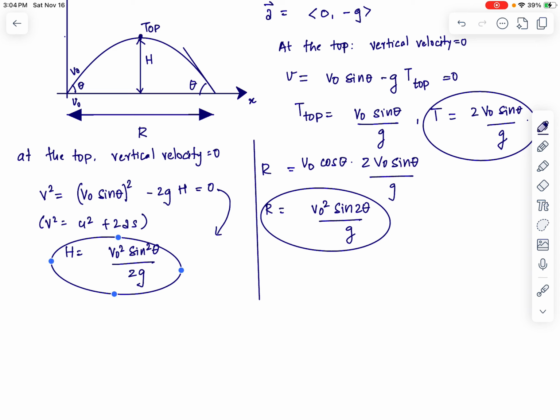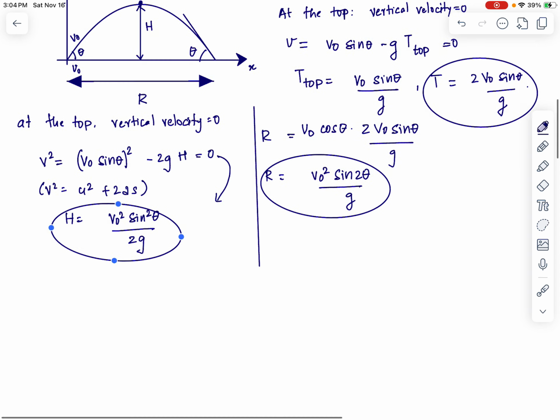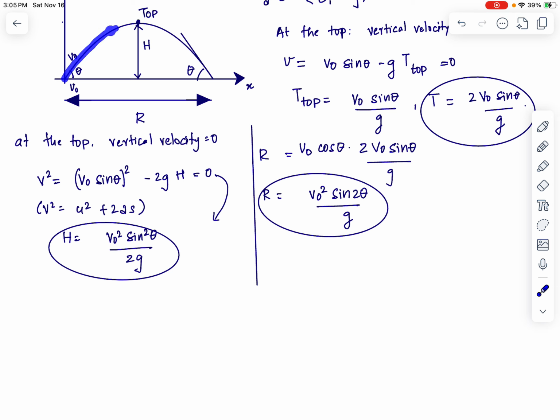Okay, so let's compute the trajectory of this. And then we'll try to find these same values from that trajectory using calculus.